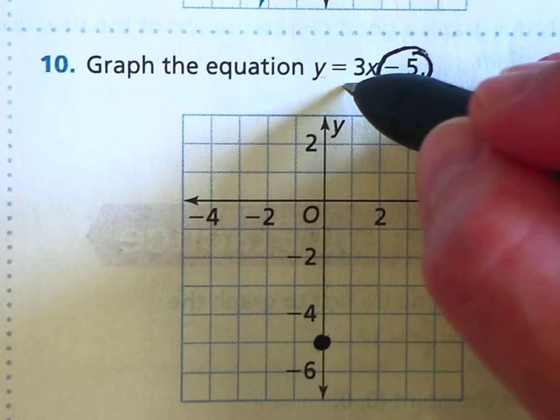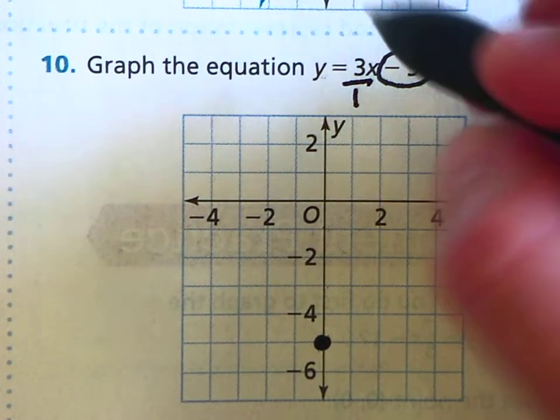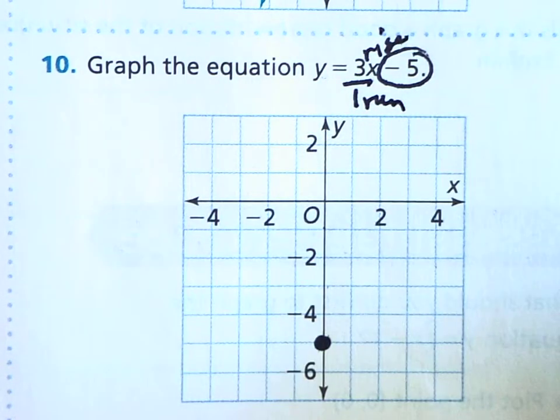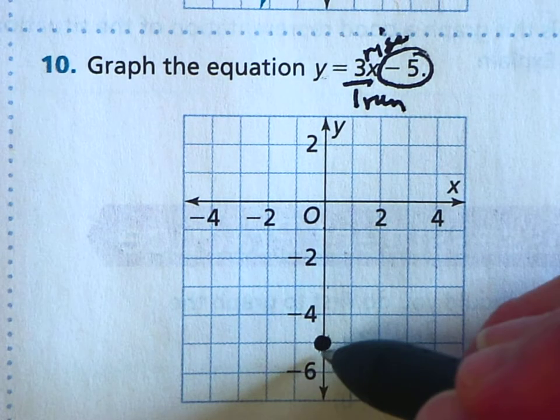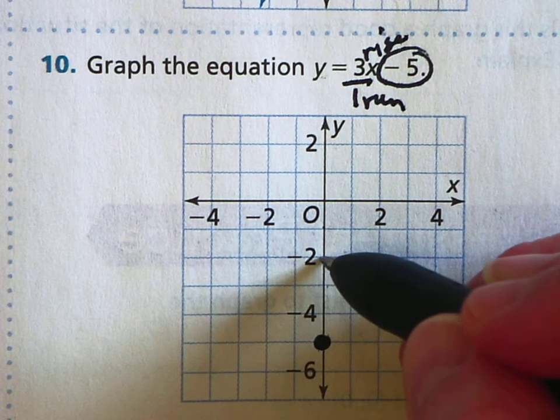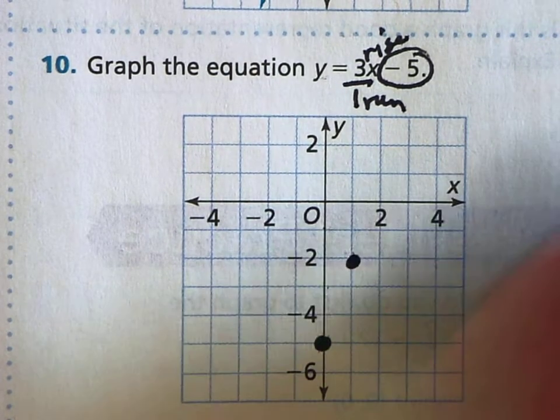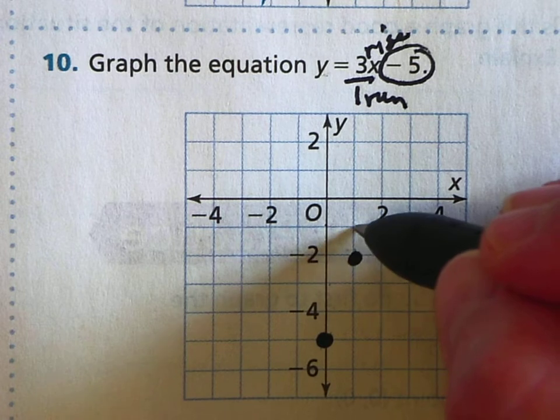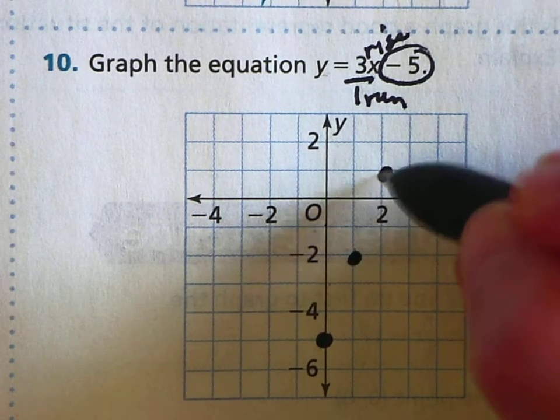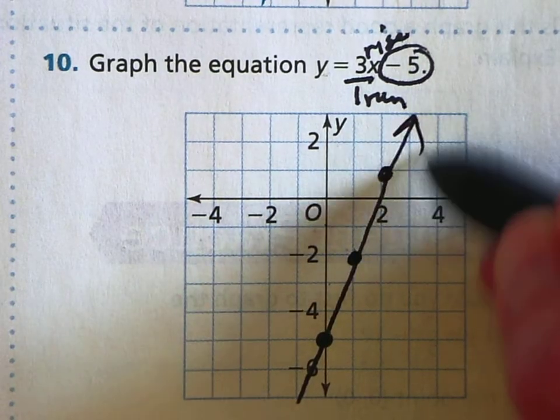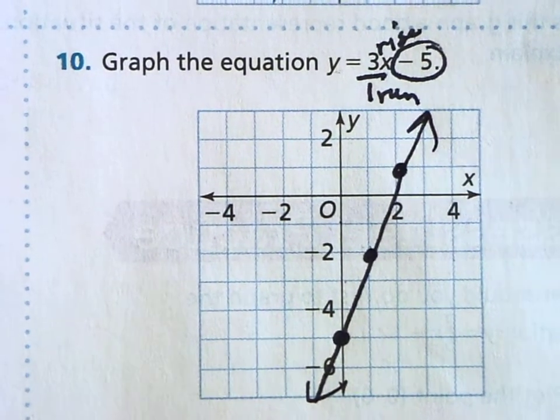So the slope is not a fraction. I'm going to put a 1 underneath it. I'm going to make it a fraction. So my rise is 3 and my run is 1. So from this point, I'm going to rise 3, 1, 2, 3, and run 1. And I can do that as many times as I need to extend my line in either direction. Rise 1, 2, 3, and run 1. Okay, and then I have a nice straight line that I can draw, linear equation.